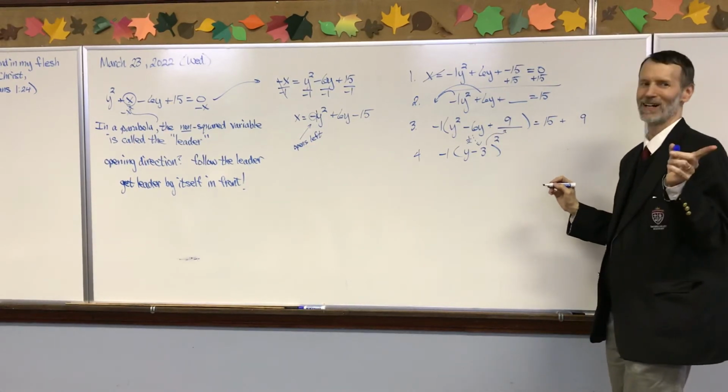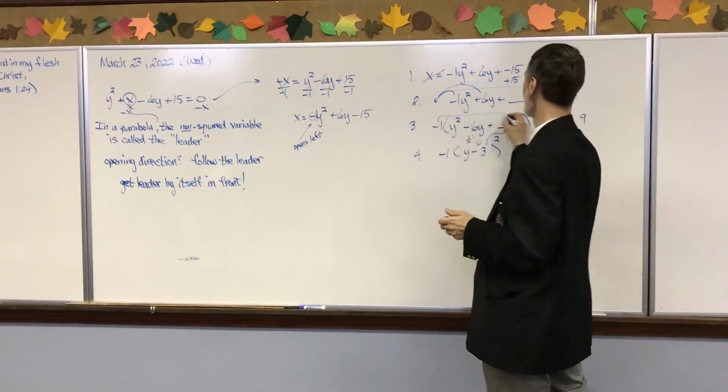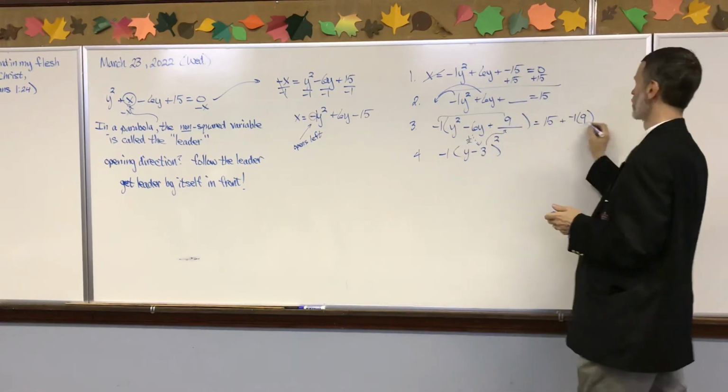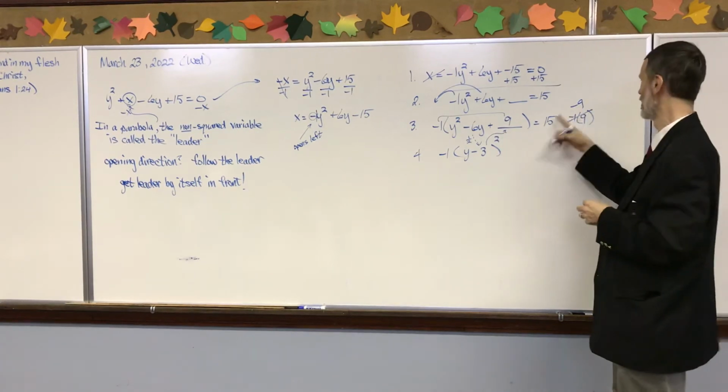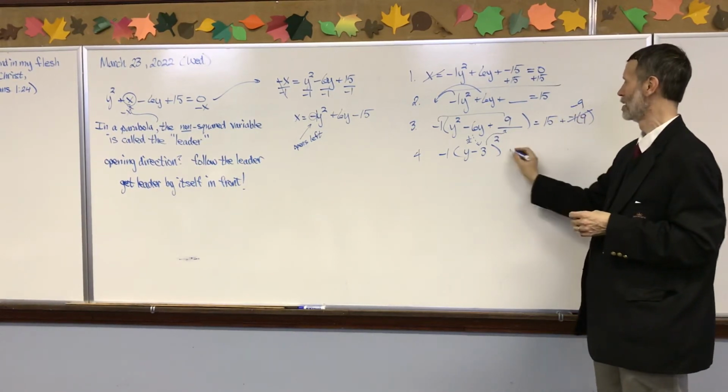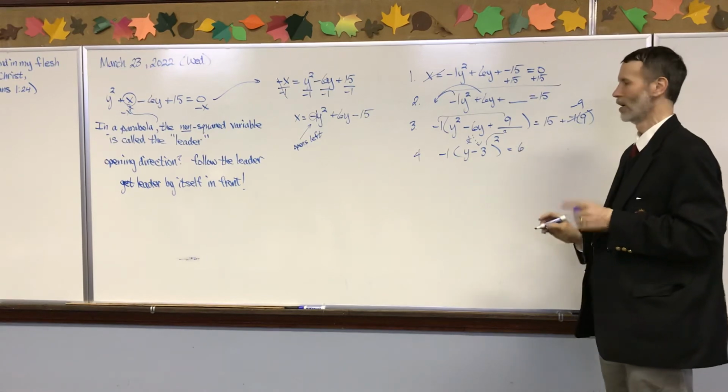What's wrong? It's negative 1 times bigger than we thought it was. So we're not adding 9, we're adding negative 9. So what is that, by the way? 6. One more step.